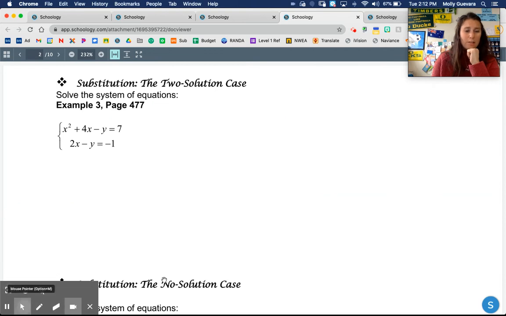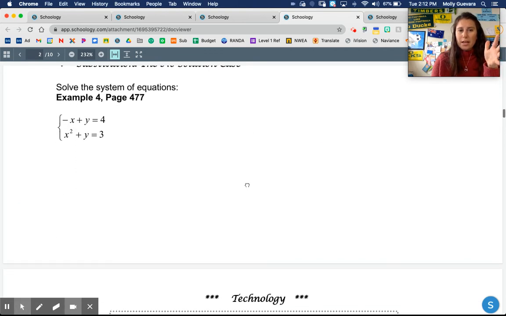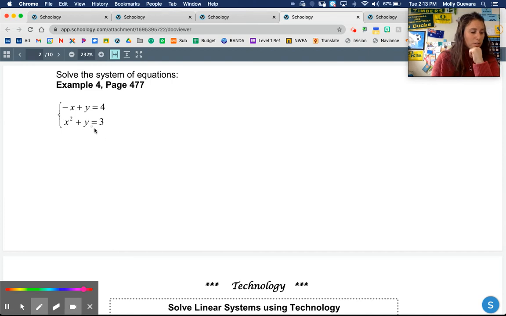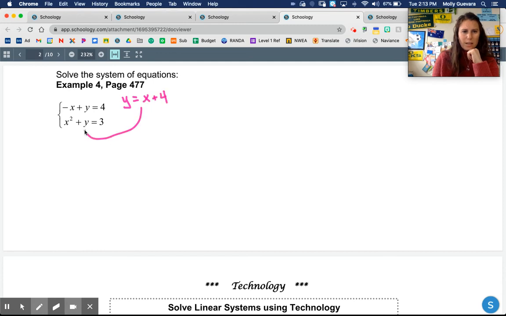Okay, let's look at another one of those where we have a parabola and a linear function, right? So here I have x squared and then a linear. So I'm going to solve this top one for y because y is positive. So y equals x plus 4. So I'm going to take that, plug it in right there. So this gives me x squared plus x plus 4 equals 3. Don't have to put the parentheses if it's plus. I only have to put the parentheses if it's negative because I have to distribute that negative.